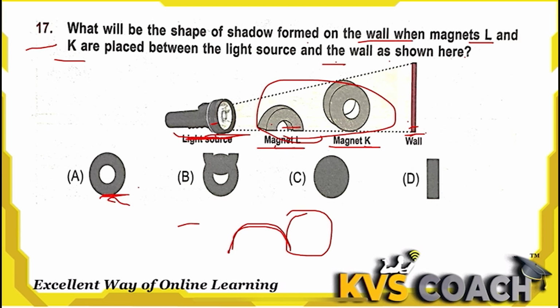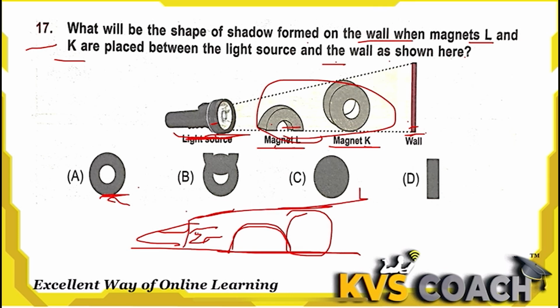If light is coming from it, they are on the same plane. Light will be like this. They are saying like this. It means it's flat, in a completely flat direction the light is going this way. It means here also a completely flat shadow will be formed. No circular, no circle, no nothing. So option D will be the right answer.